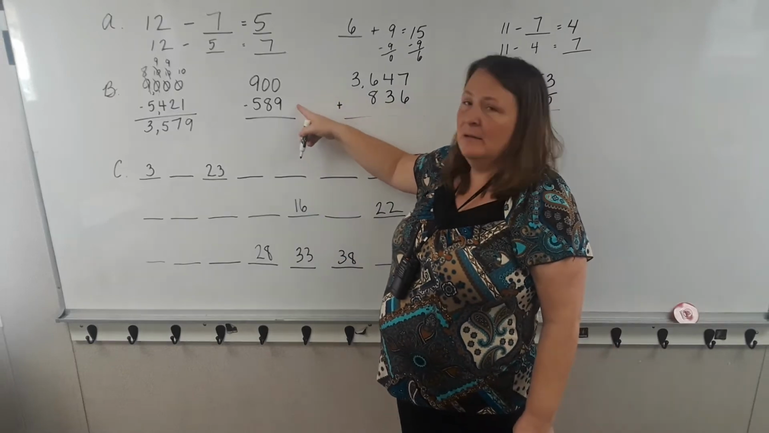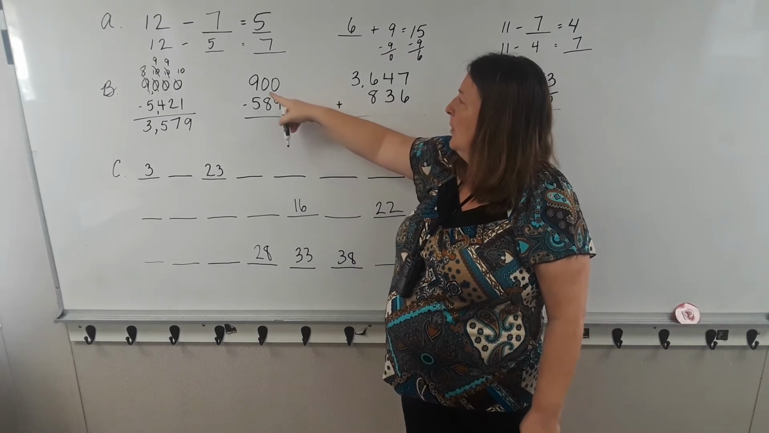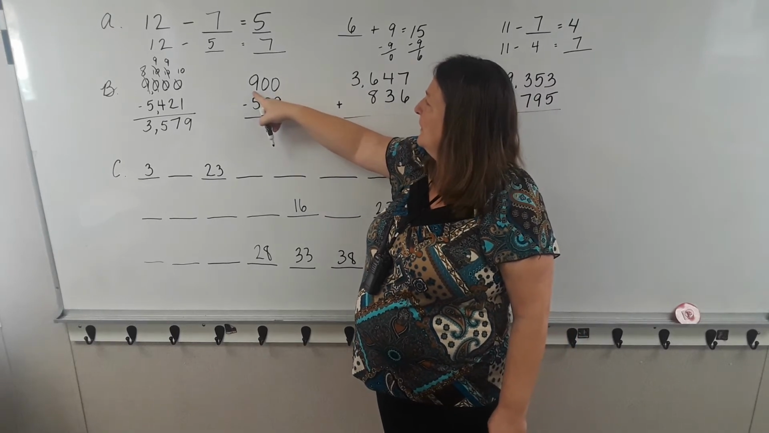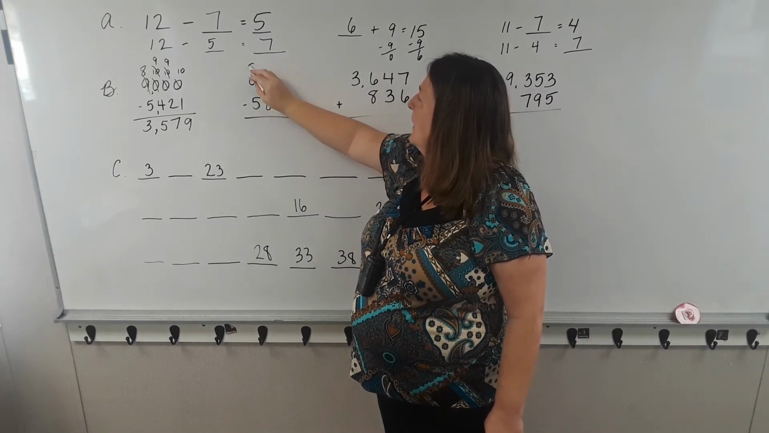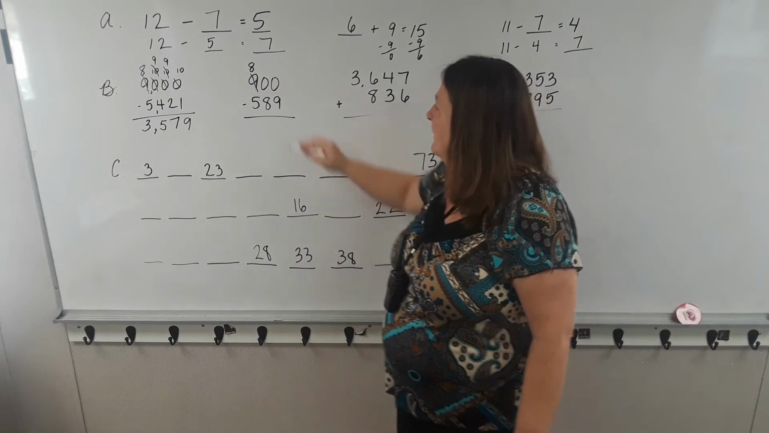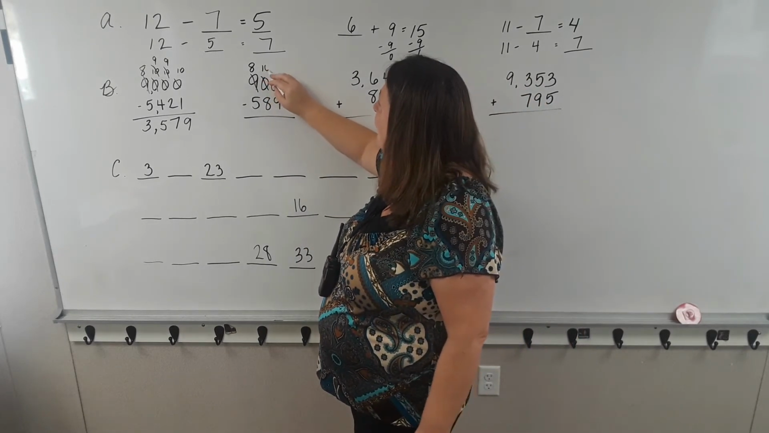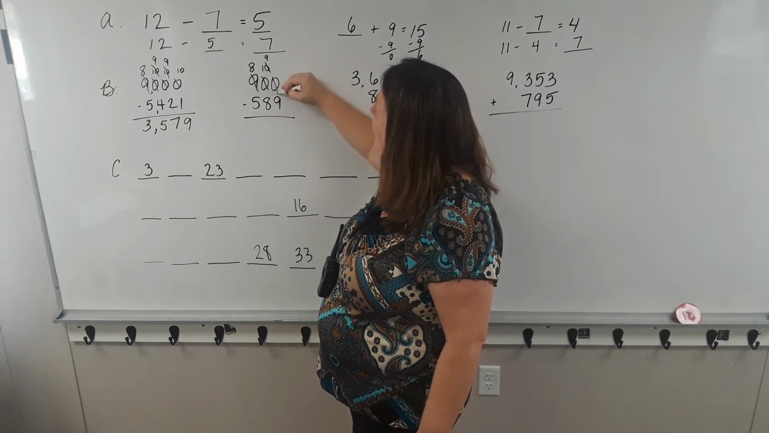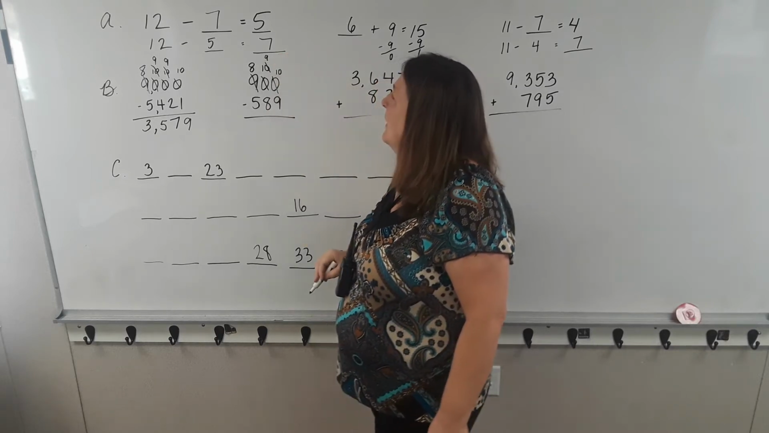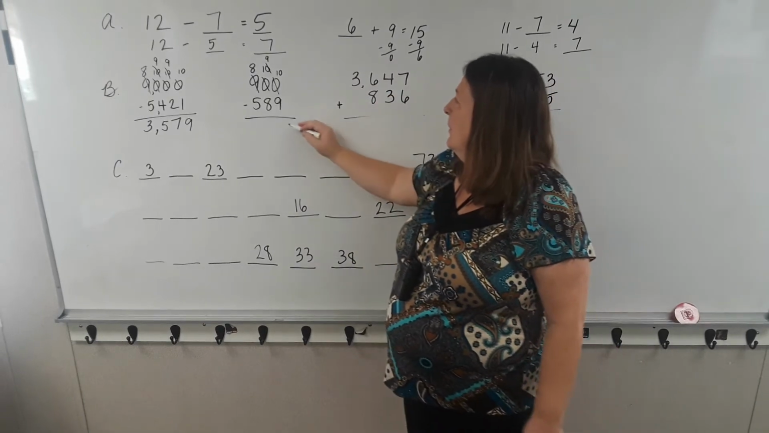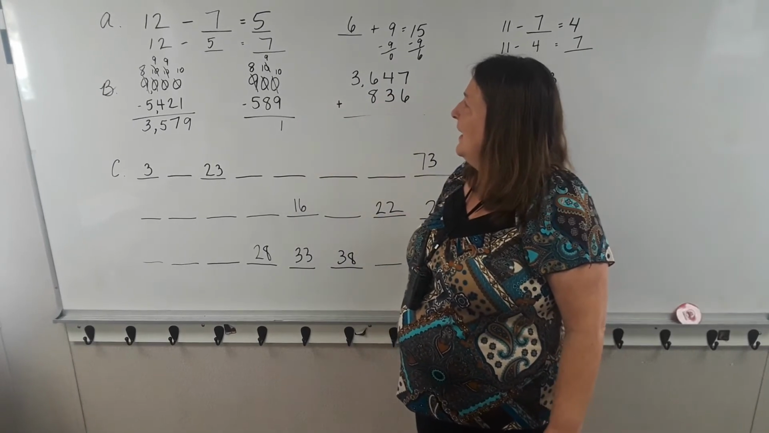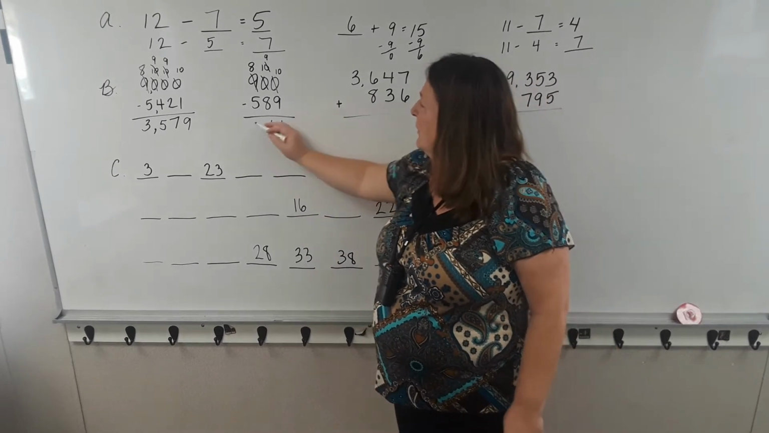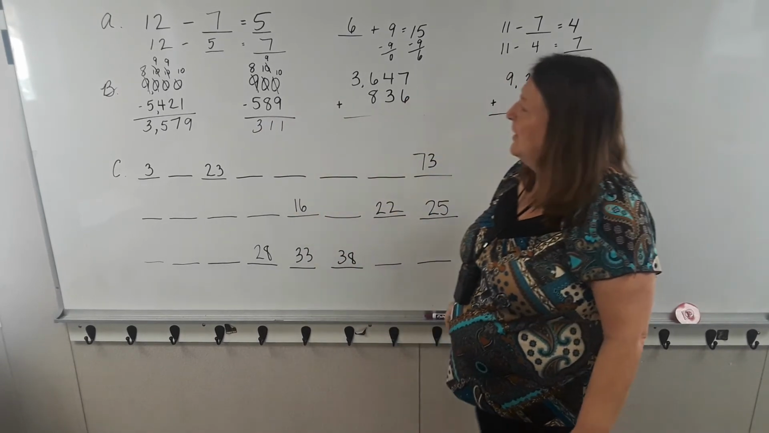0 minus 9? Can't do that. Borrow from this number? No, you can't borrow from a 0. Borrow from this number? Yes. Make the 9 an 8. This 0 becomes a 10. Now you borrow from this 10, make it a 9, and this number becomes a 10. 10 minus 9 equals 1. 9 minus 8 equals 1. 8 minus 5 equals 3. 311.